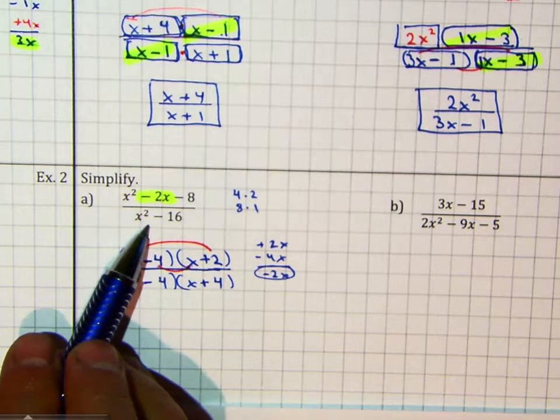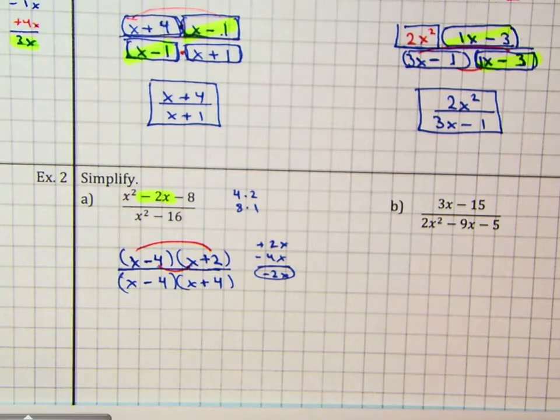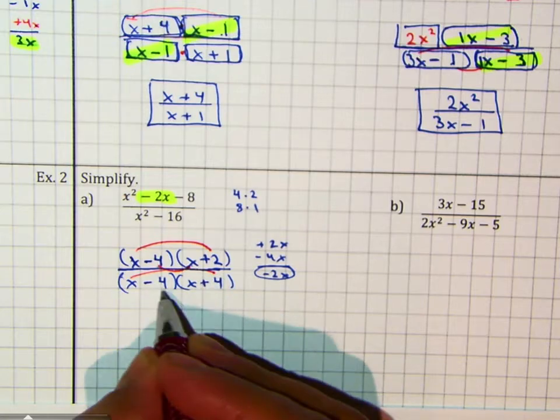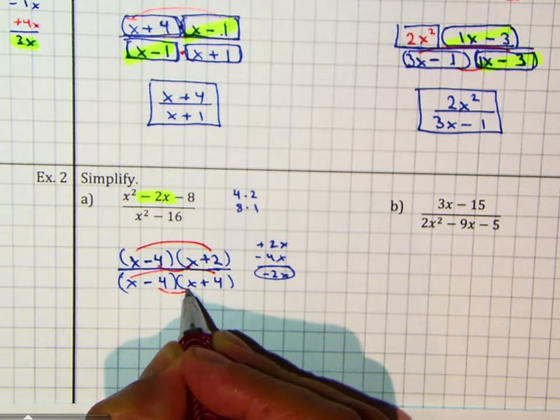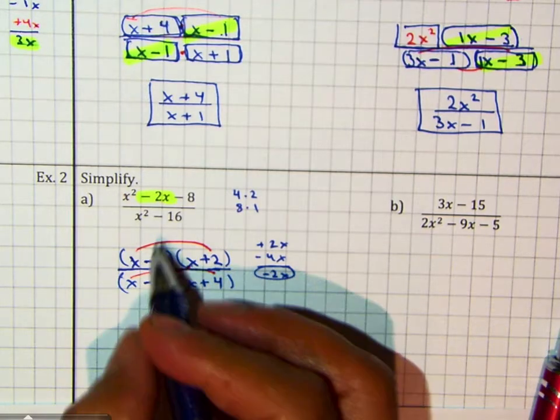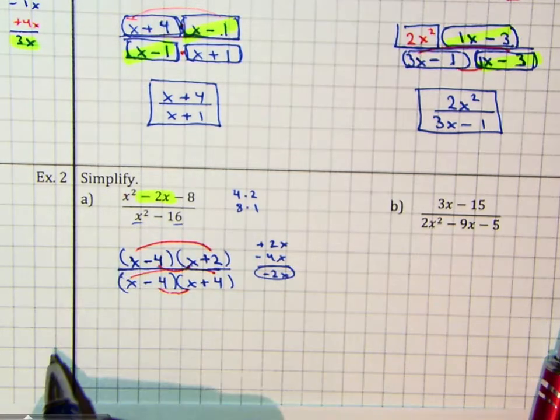Remember that the reason that we don't have a middle term in there is because whenever you multiply x times 4 is positive 4x, negative 4 times x is negative 4x, so they cancel out. And that's called the difference of two squares.